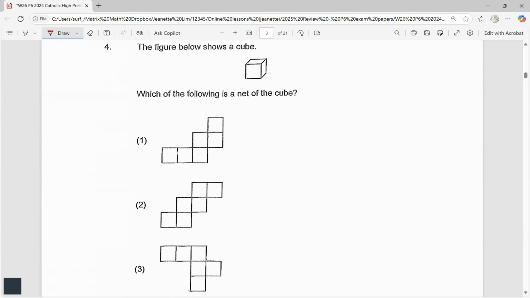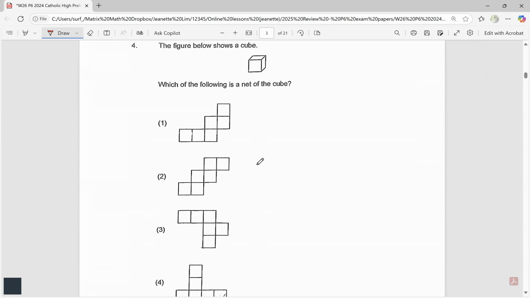Okay, question 4. Figure below shows a cube. We are supposed to find the net of the cube. Okay, so we have 4 different options. Now what I'm going to do is choose one square to be the top, and then we check each of them. Let's say I choose this. It doesn't have to be this one in particular. If this is the top, then try and figure out where the sides are. So this would be a side, this would be a side, this would be a side, this would be a side, and the last one will also be a side.